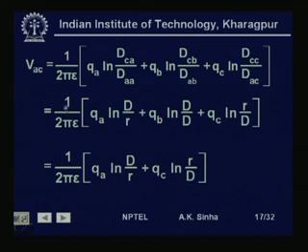This will be equal to 1 by twice pi epsilon QA log n d by r, that is substituting the distances, d by r, plus QB log n d by d plus QC log n r by d. Again this term, since it is d by d, log n 1, goes to 0. So, we have VAC is equal to 1 by twice pi epsilon into QA log n d by r plus QC log n r by d.